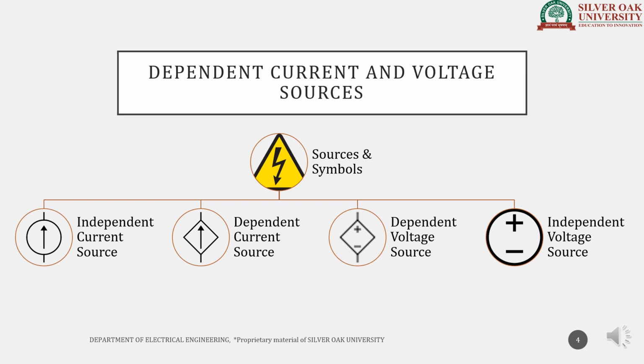Lastly, we have independent voltage sources. An independent voltage source is a device that provides a constant voltage regardless of the circuit parameters or other elements. It is represented by a symbol consisting of two parallel lines, one longer than the other, with plus and minus signs indicating the polarity of the voltage. Independent voltage sources are crucial in powering various electrical circuits, such as electronic devices, lighting systems, and battery-powered applications.